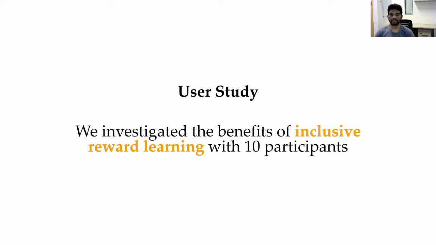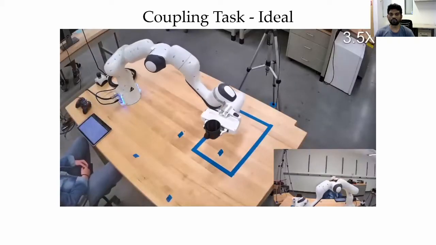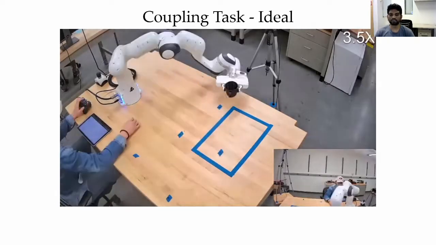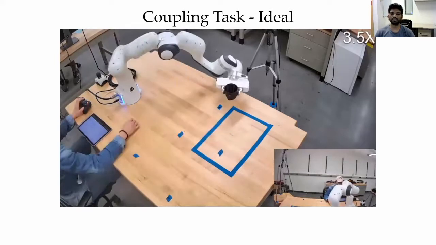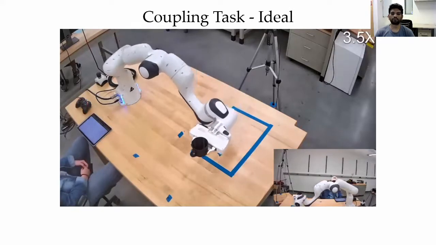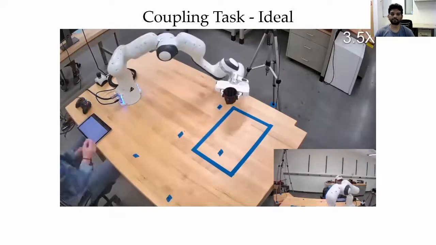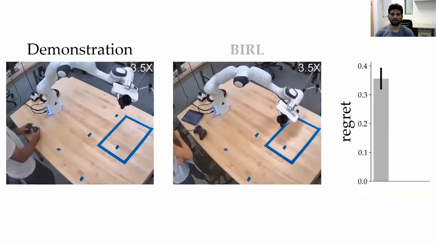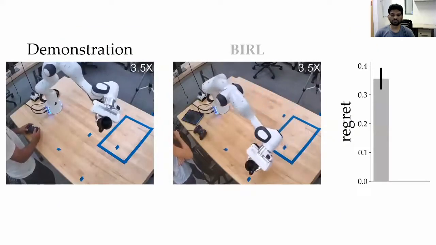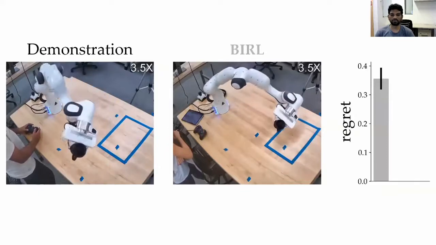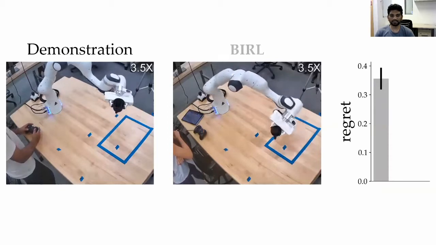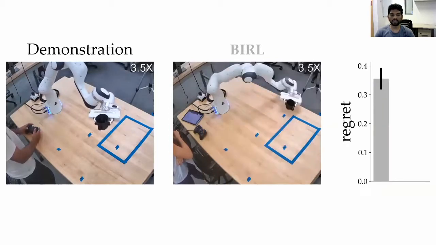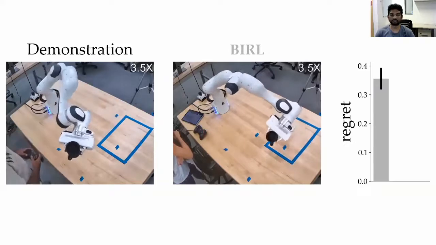Here, we test this algorithm in a user study. Let's start with the coupling task. The user wants the robot to deliver a cup without spilling its contents. Here we show the optimal behavior that the human wants this robot to learn. On the left, we show an example user demonstration. In the middle, you can see what the robot learned, and on the right, we plot regret. Regret captures how much worse the learned behavior is compared to the desired behavior.